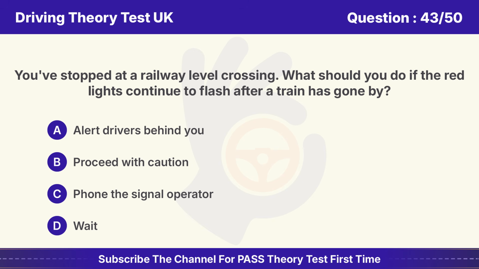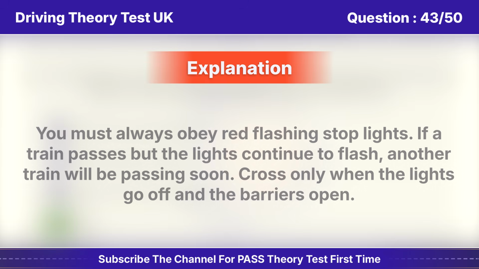Question 43. You've stopped at a railway level crossing. What should you do if the red lights continue to flash after a train has gone by? Answer is D. Wait. You must always obey red flashing stoplights. If a train passes but the lights continue to flash, another train will be passing soon. Cross only when the lights go off and the barriers open.